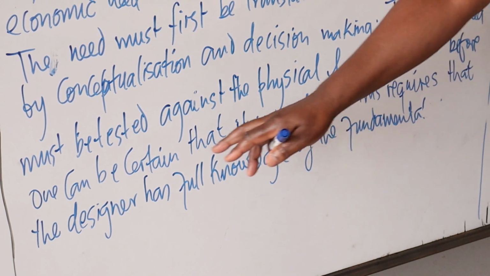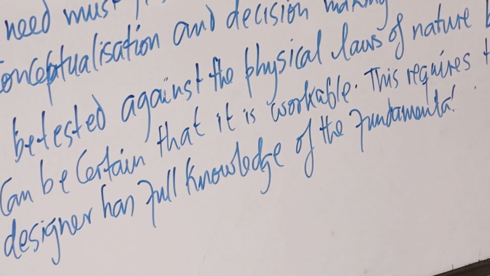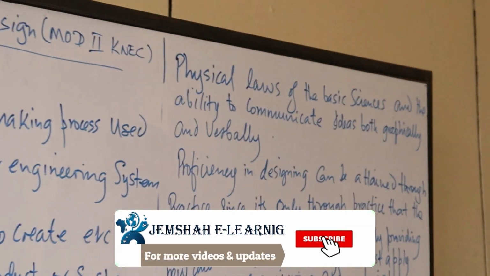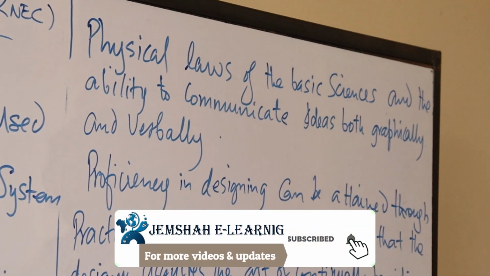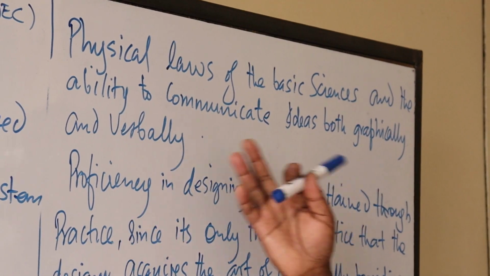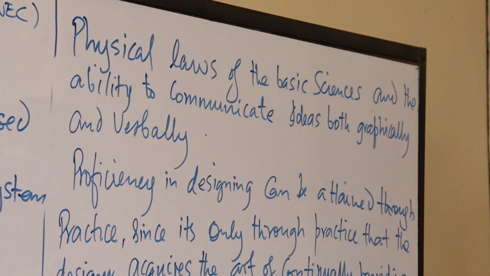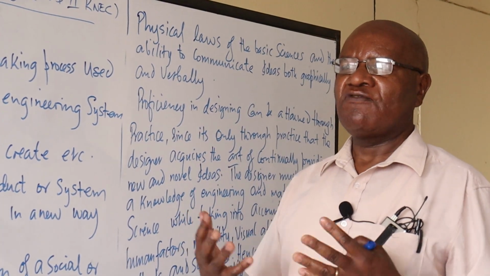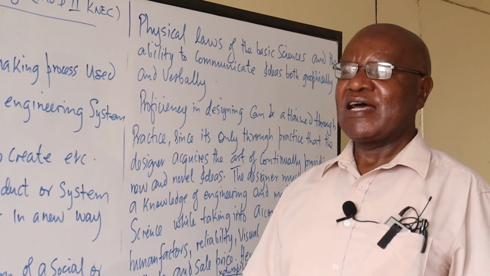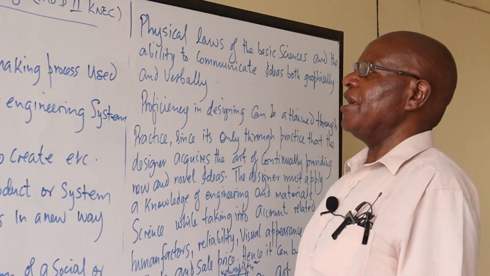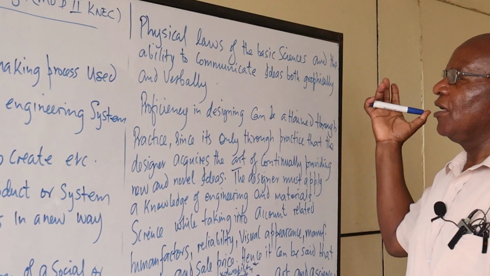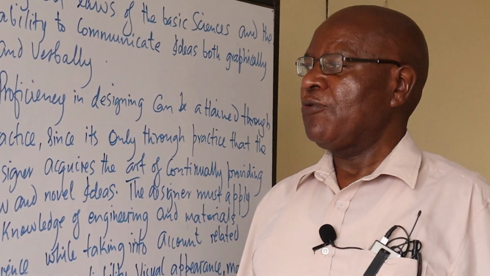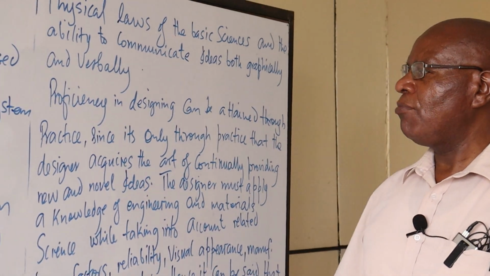This requires that the designer must have a full knowledge of the fundamentals of physical laws, of the basic sciences, and it also needs to have the ability to communicate ideas both graphically and verbally. Now, some of those designs you come up with, you may not be able to visualize them, to actualize them yourself alone. So you need to convince others about your design idea. And that's where the ability to communicate both graphically and verbally can help you get the team on board.